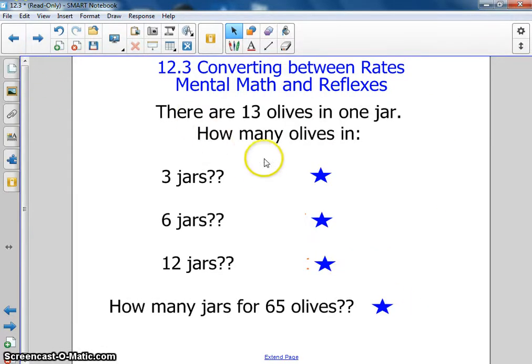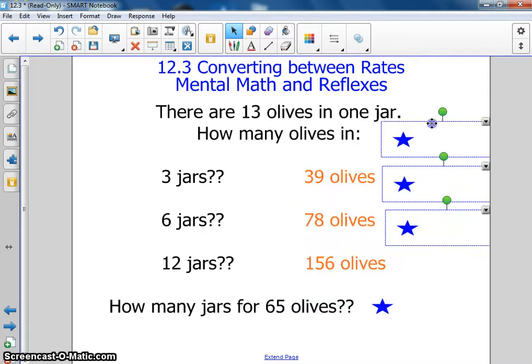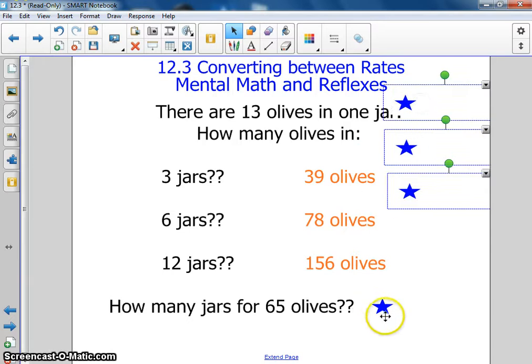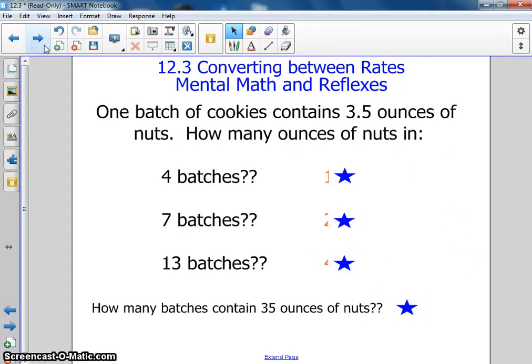Moving forward, why don't you try these? 13 olives in 1 jar and 3 jars, you'd have 39. Do the other two. Okay. What about how many jars for 65? How many times does 13 go into 65? Use the data up here to help you. I want to say it's 5, but I'm going to check. Nailed it.